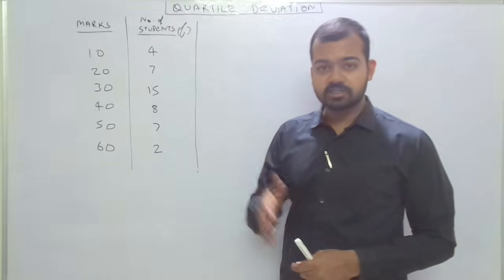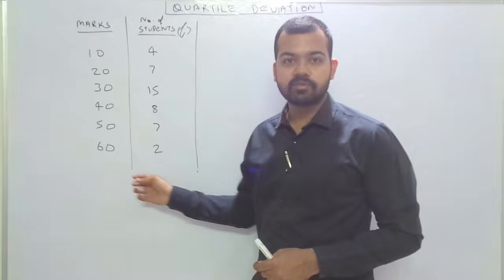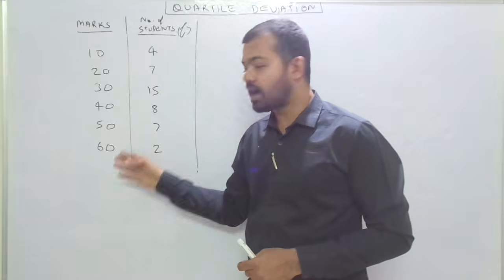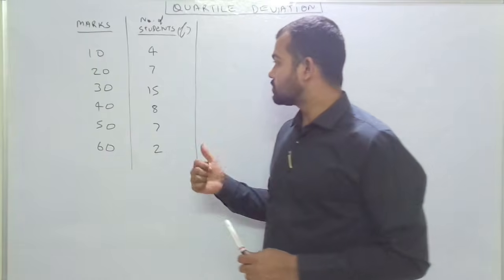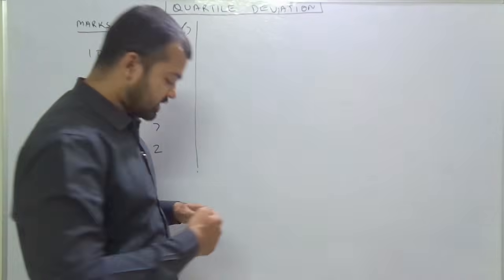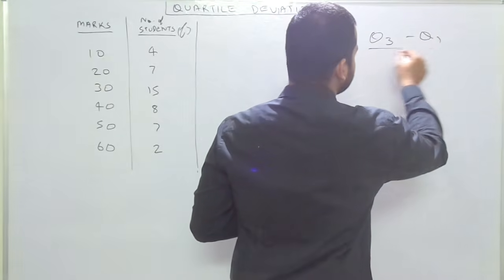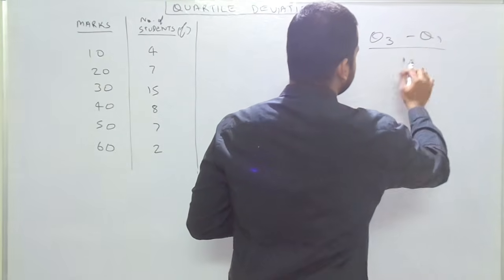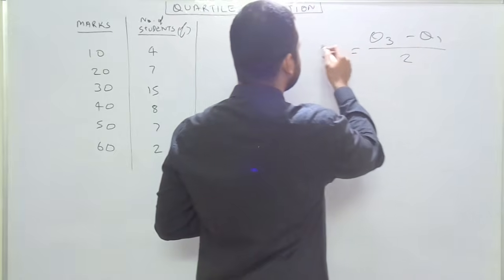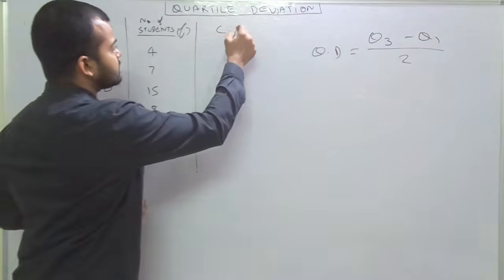In the individual series there is only one series, but when we are dealing with a discrete series we have the column of marks and the frequency. So now we'll understand the next step to find the quartile deviation. The formula remains the same: Q3 minus Q1 divided by 2, that is QD. Now you have to calculate the CF.